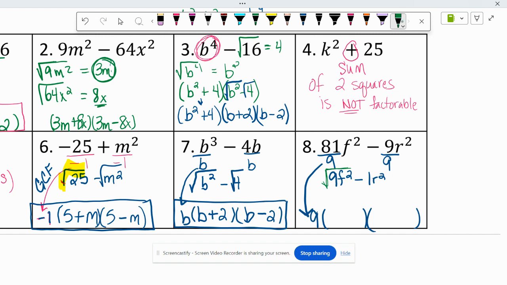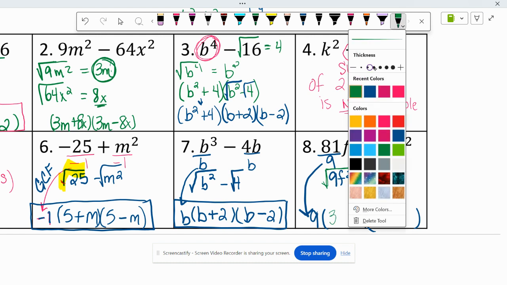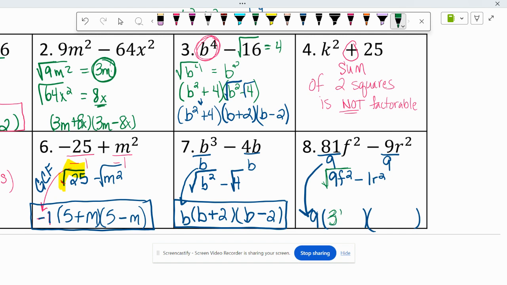So the square root of 9 is 3. What about f squared? What do I do with that? It would be f. Good job. So 3f. Yep, the square root of 1 is 1. What about r squared? So is it okay if I don't put the 1 in front of my r? Are you guys okay with that? Okay. What do you want to put in the middle of my 3f and my r? A plus and a minus. Okay.